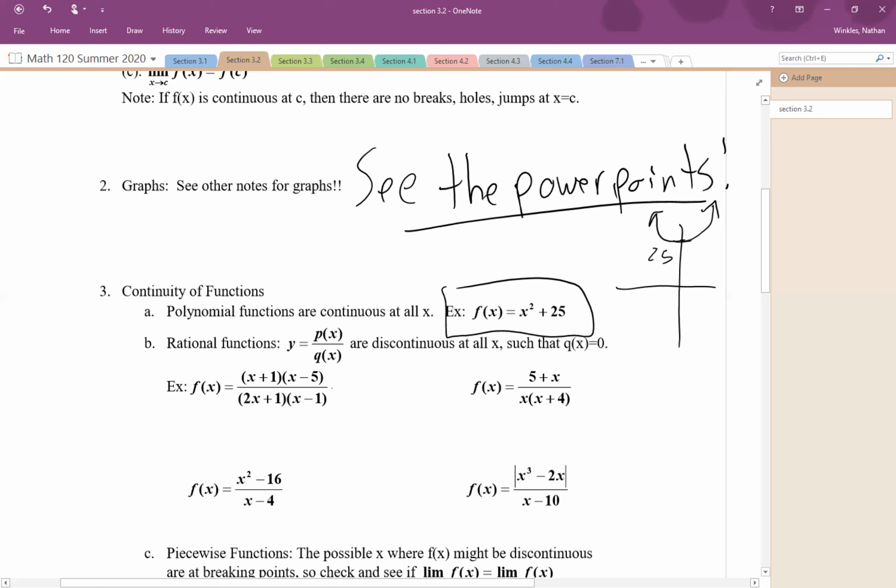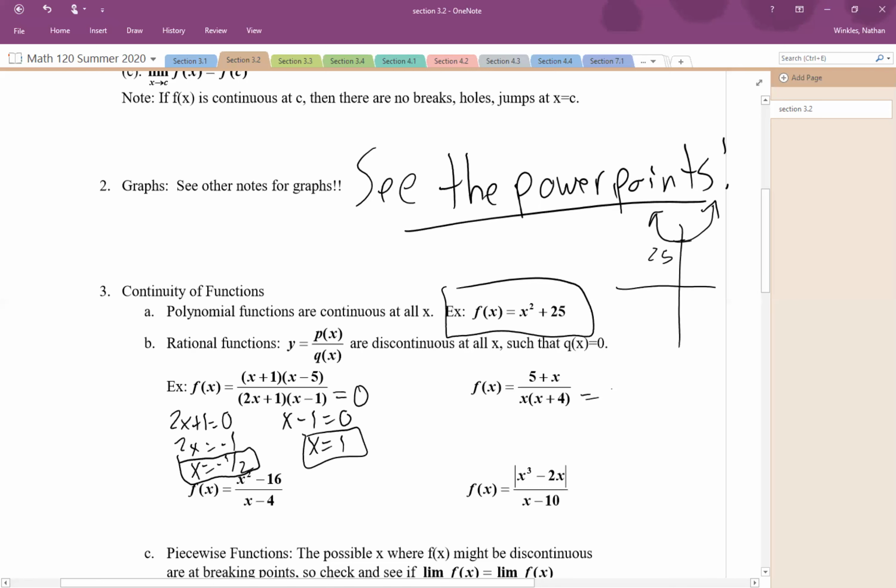So in this first case, (x plus 1) times (x minus 5) divided by (2x plus 1) times (x minus 1). Easy way: take 2x plus 1, set it equal to 0. Take x minus 1, set it equal to 0. So x equals 1, and then 2x equals negative 1, x equals negative 1/2. So at x equals negative 1/2 and x equals 1, it is discontinuous.